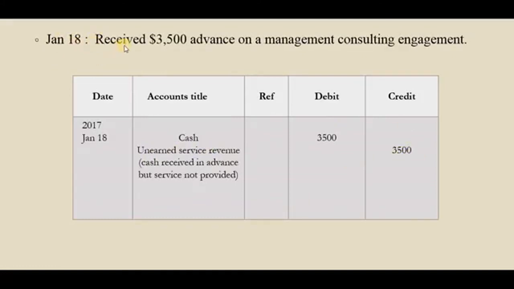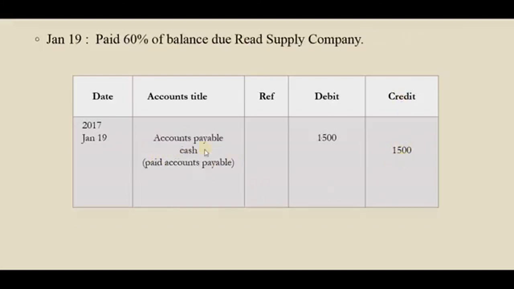In the January 18 transaction, it says that received 3,500 advance on management consulting engagement. Here the cash is increased, so it will be added into the debit section, and as the money is received as advance, the unearned service revenue will be credit and it will be added into the credit section.